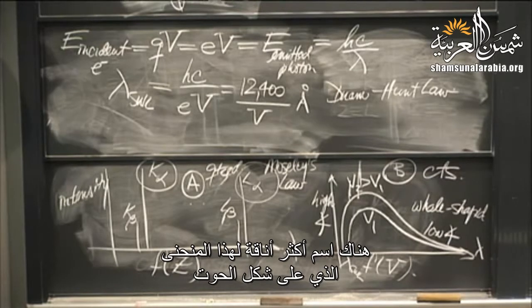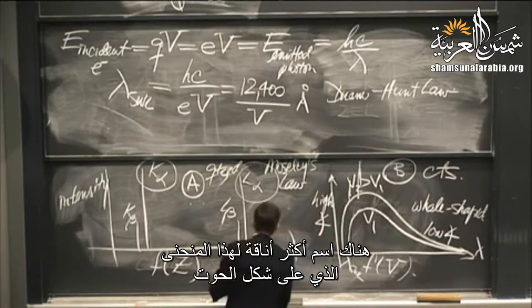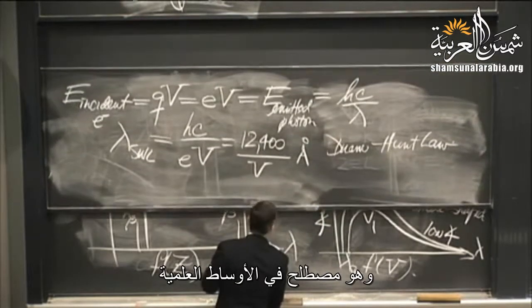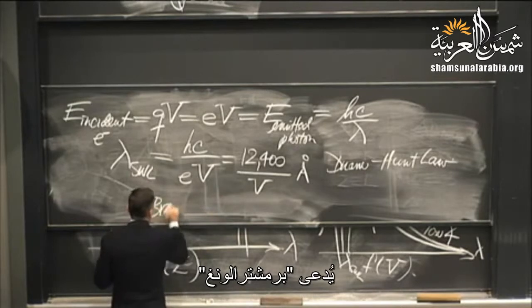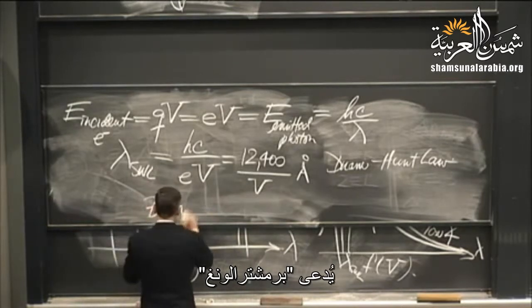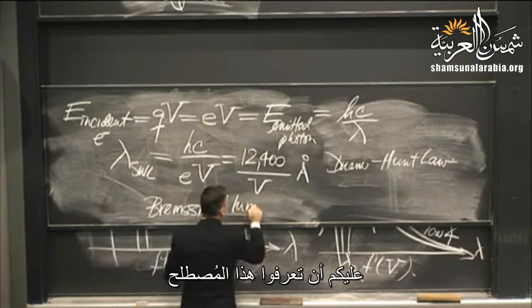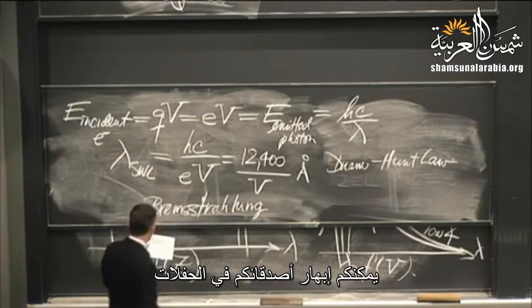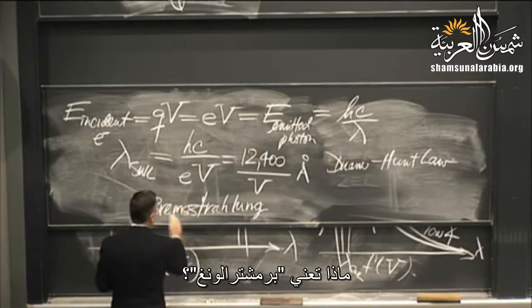Now, there's a fancier name for this whale-shaped curve, and it's the scientific community's term, and it's a German word. It's called Bremsstrahlung. I love it. You need to know this. You can impress your friends at parties. What does Bremsstrahlung mean?